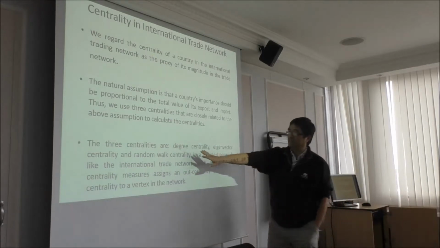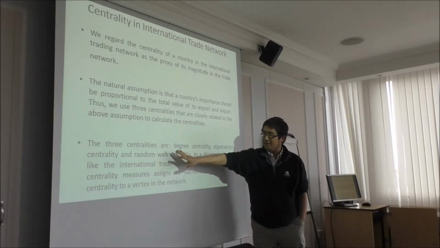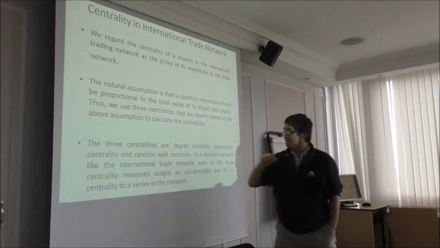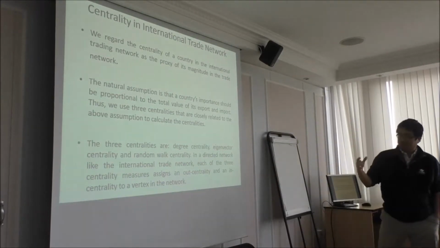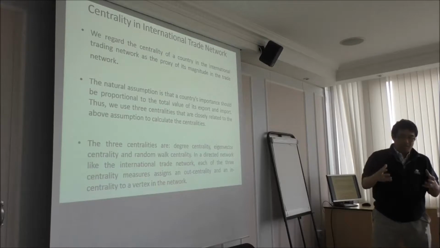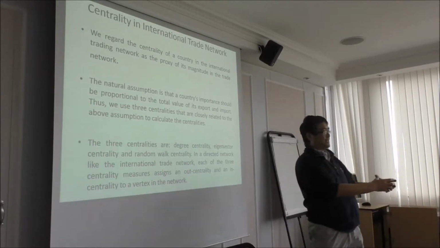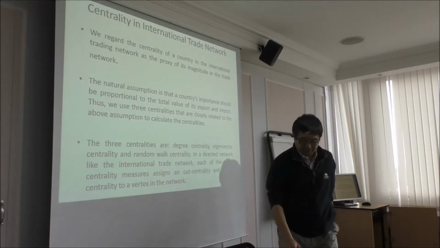So the first list is the three centralities: the degree centrality, eigenvector centrality, and the random walk centrality. These are three different measures of how a particular node, like a country, like China or the USA, sits in this network.